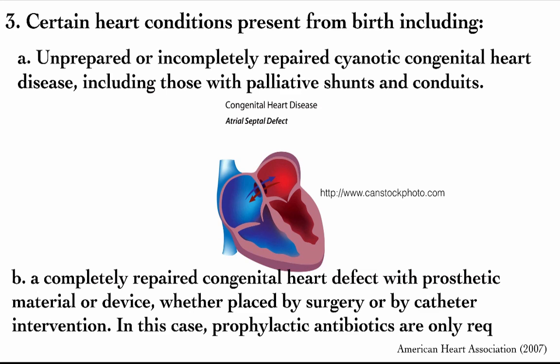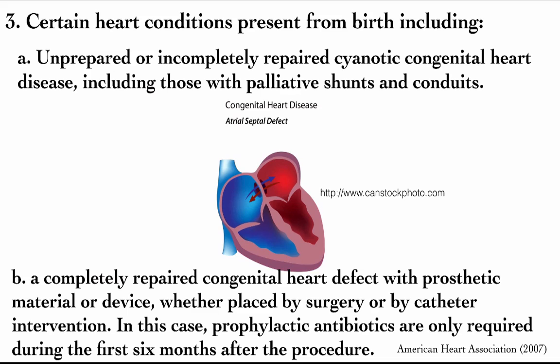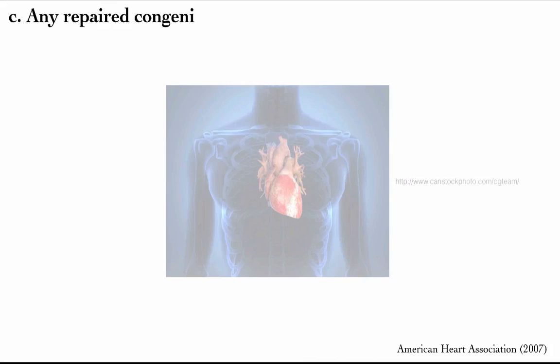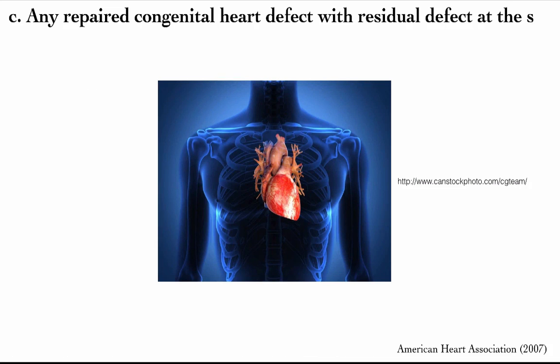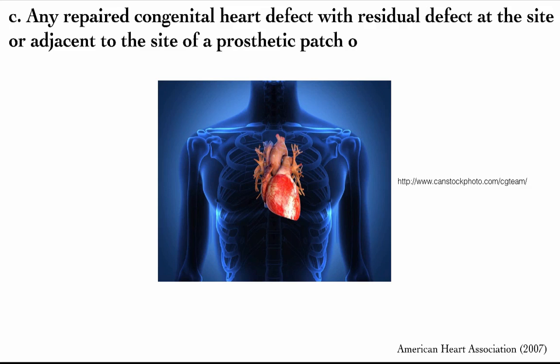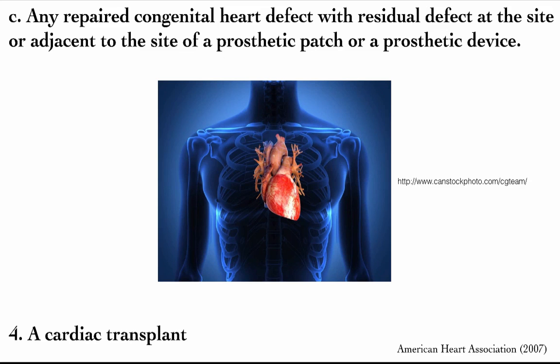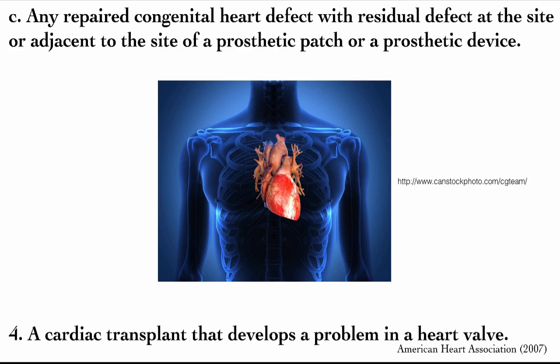A completely repaired congenital heart defect with prosthetic material or device, whether placed by surgery or by catheter intervention. In this case, prophylactic antibiotics are only required during the first 6 months after the procedure. C. Any repaired congenital heart defect with residual defect at the site or adjacent to the site of a prosthetic patch or prosthetic device. 4. A cardiac transplant that develops a problem in the heart valve.